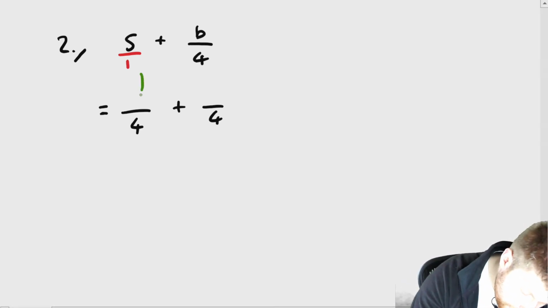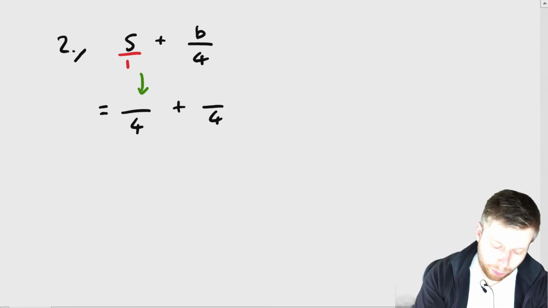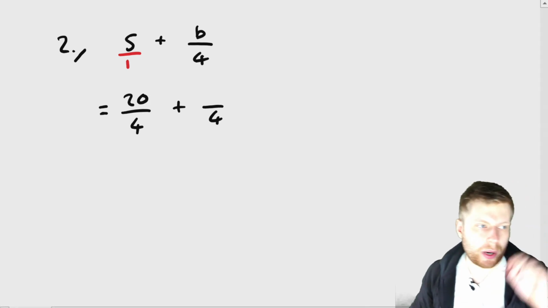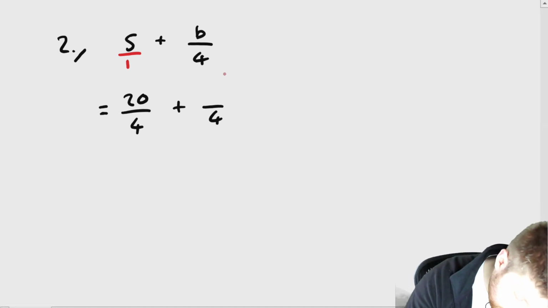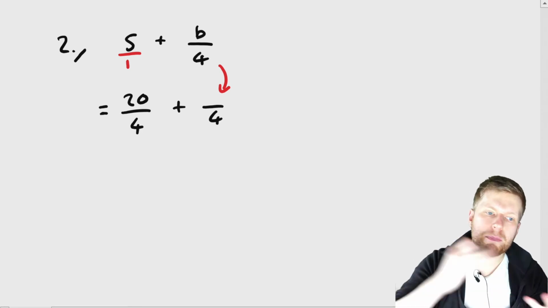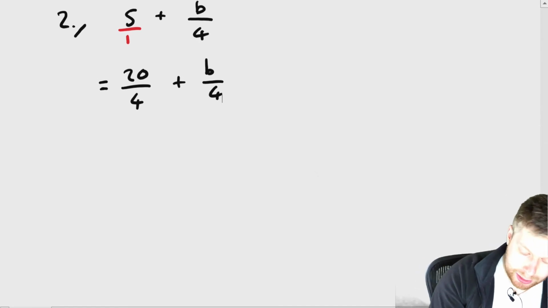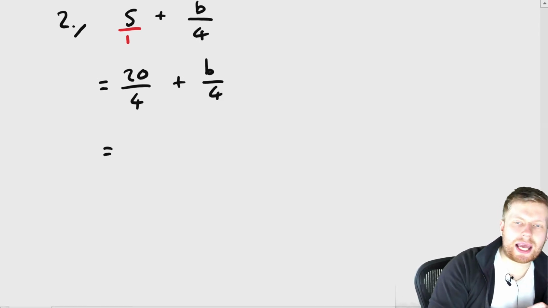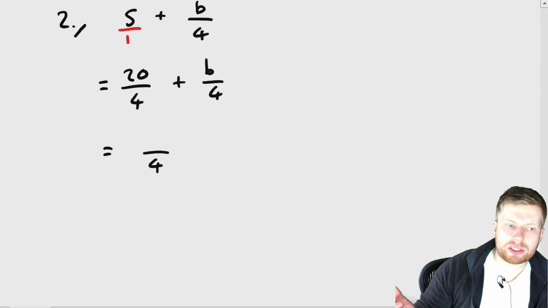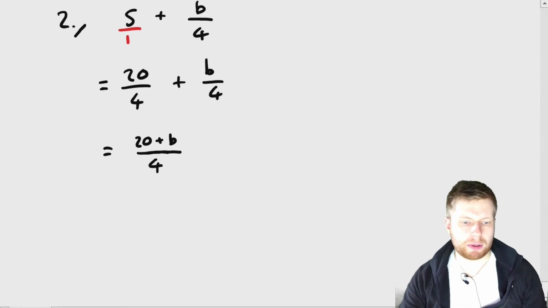What have I multiplied the first fraction by to get a denominator of 4? 1 times what gives me 4? I've multiplied by 4, which means I also need to multiply the numerator by 4, so 5 times 4 gives me 20. For the second, I've multiplied the denominator by 1, so b times 1 is just b. Now I can add these two together. With the same denominator, I keep the denominator the same and add the tops, so 20 plus b. That's fully simplified.